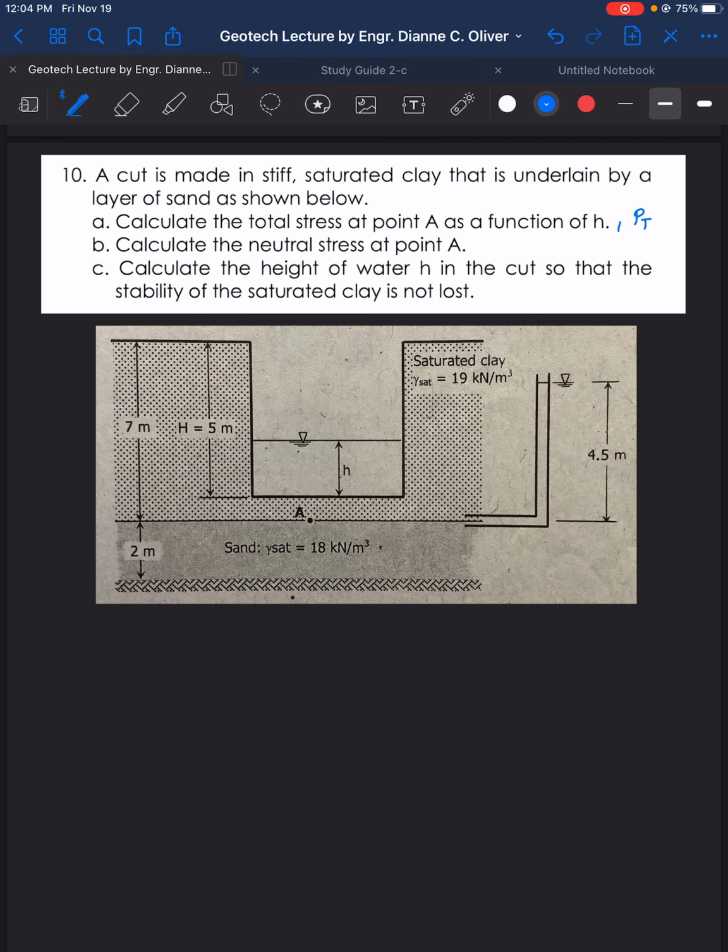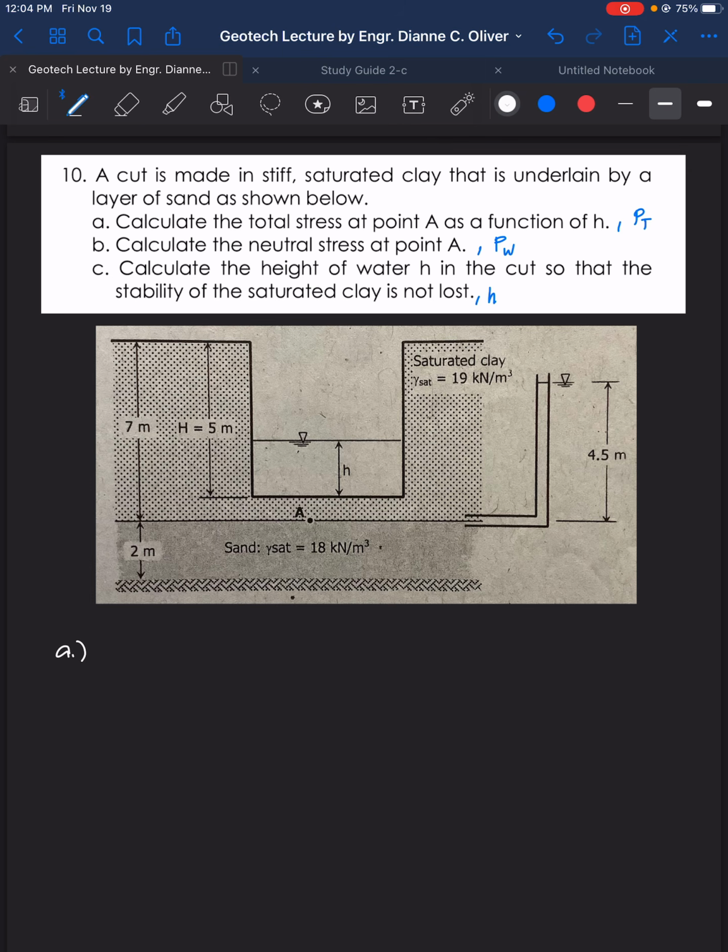Next, calculate the neutral stress at point A, P water. C, calculate the height H in the cut so that the stability of the saturated clay is not lost. So, the value of H. Okay, so let's start to solve first for letter A.